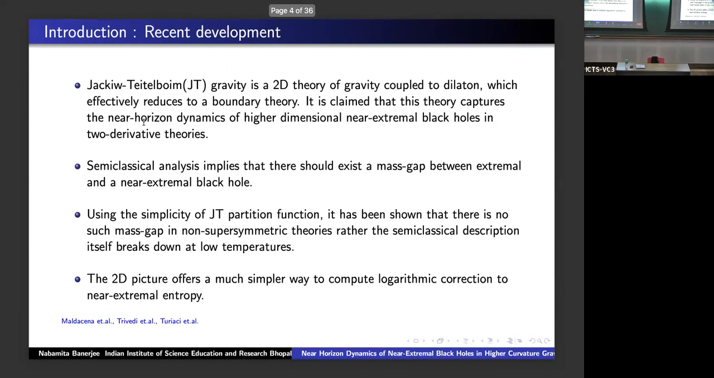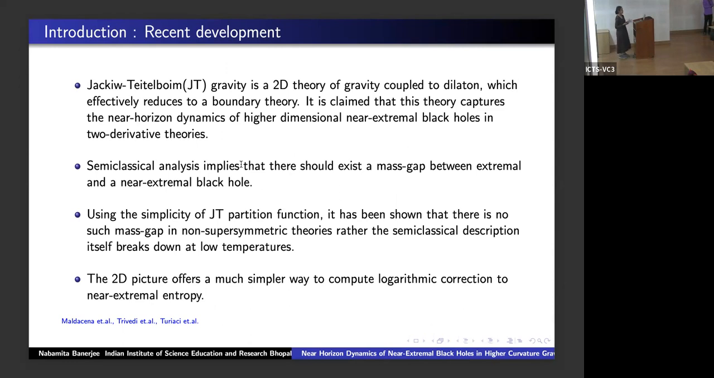Right. So recently it has been understood that Jackiw-Teitelboim gravity, or shortly what we call JT gravity, which is a two-dimensional theory of gravity coupled to a dilaton, reduces basically just to a boundary theory when one works with it. And it is claimed that this theory captures the near horizon dynamics of higher dimensional near-extremal black holes in two derivative theory. This was first talked about in this paper by Maldacena, and then Trivedi et al. and Iliesiu et al. have made much progress into this. They have shown that for the near-extremal black holes that appear in two derivative gravities, their near horizon dynamics can be understood in terms of a JT gravity theory. In particular, it eventually boils down to a boundary Schwarzian theory that I'll show you in a few minutes.